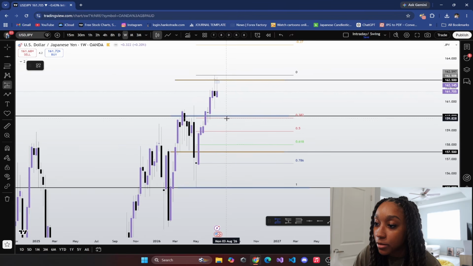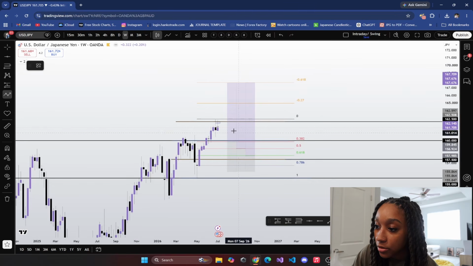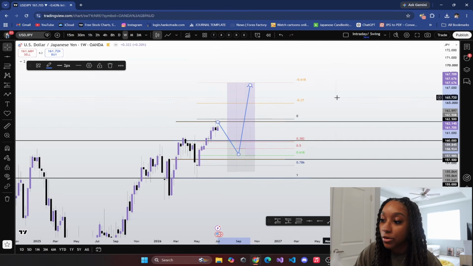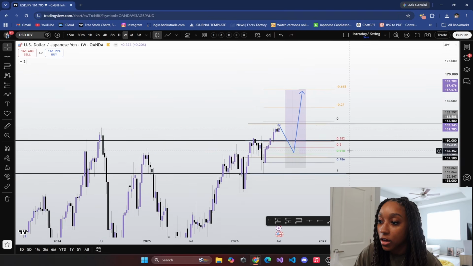So again, same thing, limit order here, targeting what? Get the retracement. We're looking for the 0 as a take profit 1, the 27 as a take profit 2, and then the 61 as my take profit 3. That is what we're looking for.